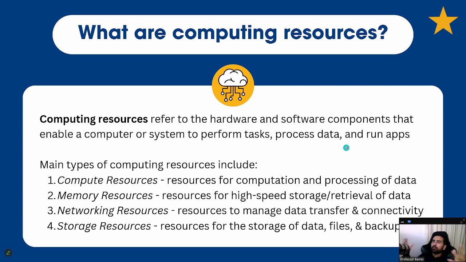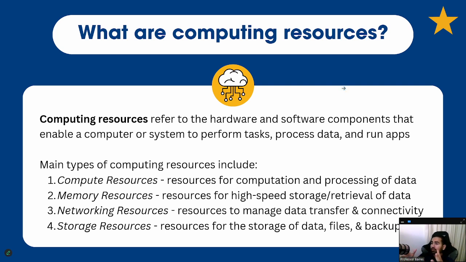So what do we mean? We keep talking about delivering resources, outsourcing it. They'll handle the stuff for you, deliver it over the internet, over the cloud. What are they delivering exactly? Well, they're delivering computing resources. That's hardware and software components that enable a computer system to perform tasks, process data, and run apps. So that's the formal definition, but I like to break it down into different categories. These are the main types of computing resources that a business might purchase from a cloud service provider.